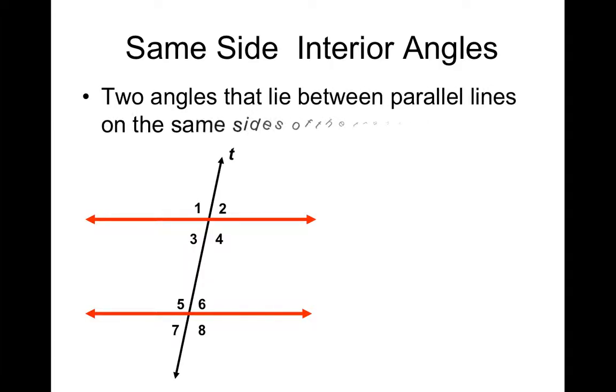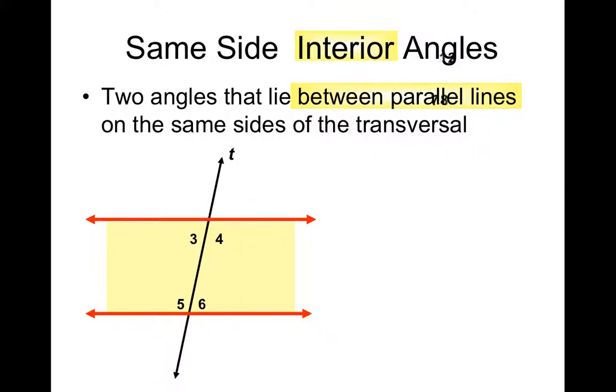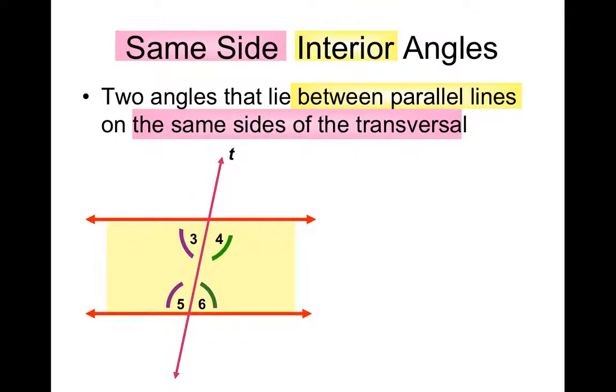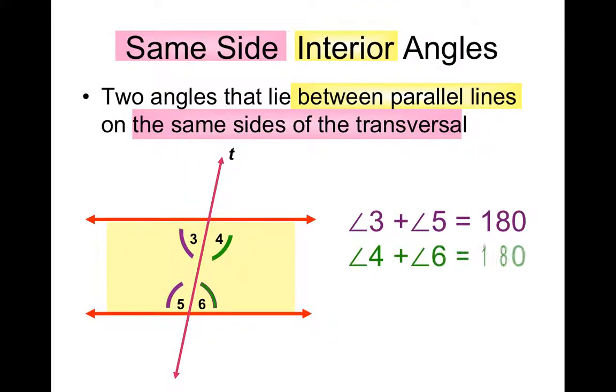Same side interior angles are two angles that lie between parallel lines because they're interior and they're on the same side of the transversal. So for example, 3 and 5 and 4 and 6 are same side interior angles. And same side interior angles are supplementary. So angle 3 plus angle 5 equals 180 degrees, and angle 4 plus angle 6 equals 180 degrees.